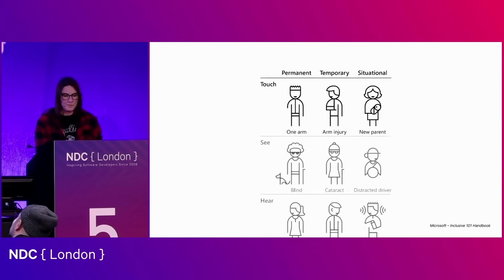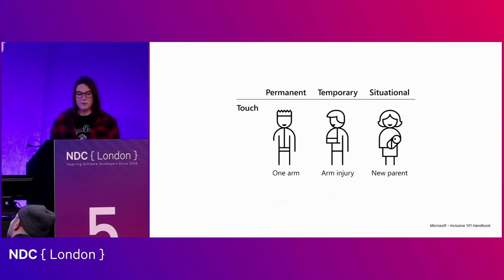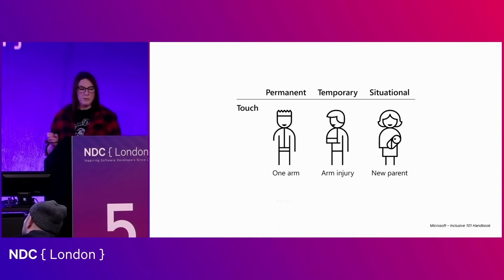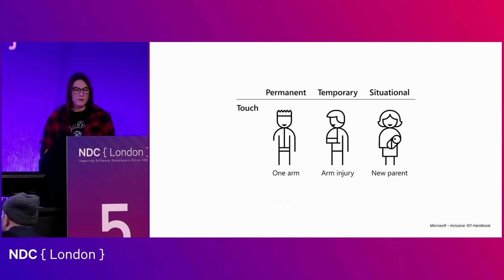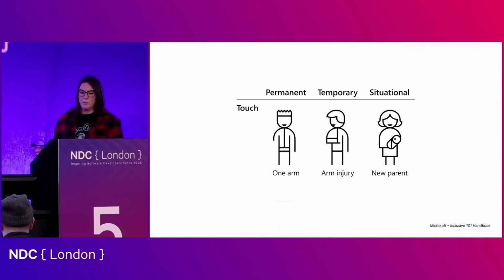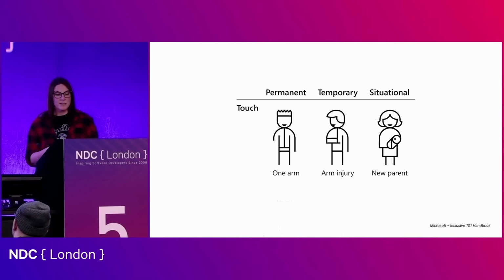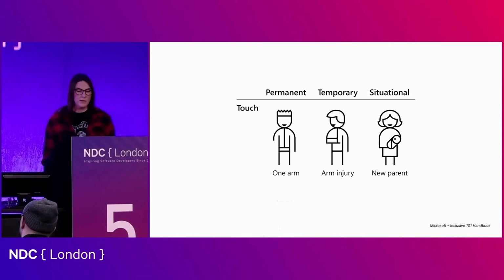For example, with touch, a permanent situation could be that someone only has one arm or the use of one arm. Temporary is where they might have an injury like a broken arm, and situational could be where they're a new parent that has to keep hold of a baby. In all instances here, an accessible option benefits everyone on that scale.